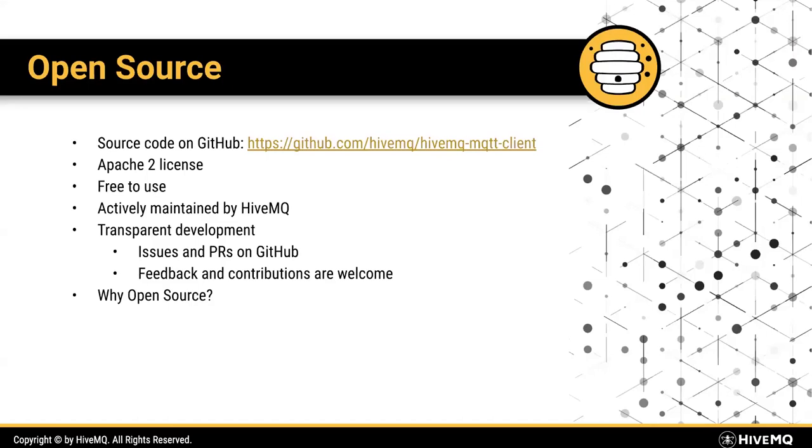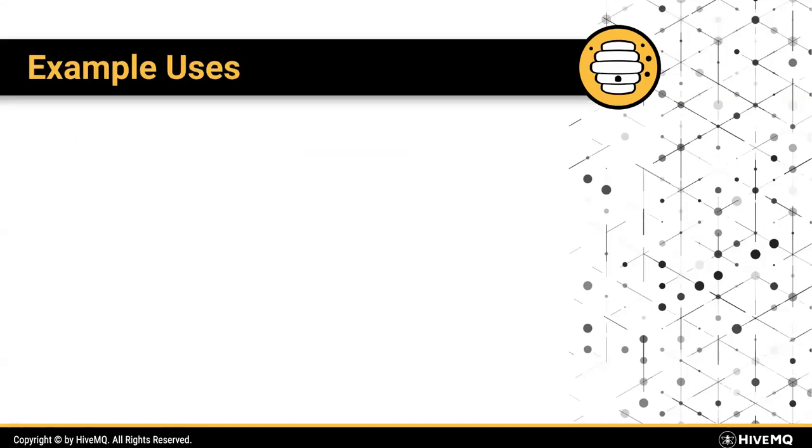Why is it open source? Because MQTT is the standard IoT protocol nowadays, and everybody should be able to use MQTT, and this in a reliable way.